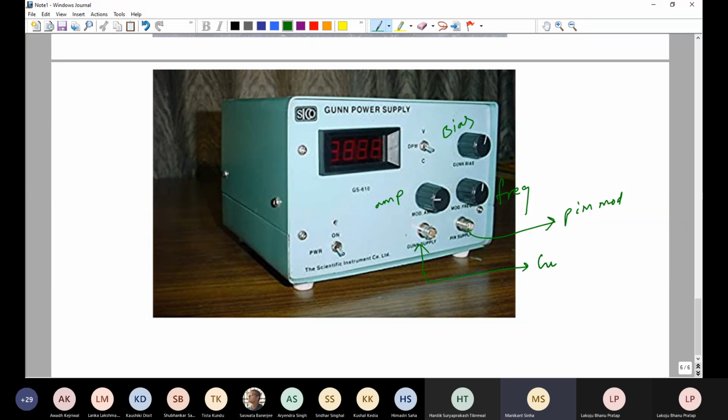Left of the gun bias knob, you could see a switch, with B written on the top and C on the bottom. When you take this switch to the upper side, the gun bias voltage will be displayed on the screen. When you keep it down, as in the current figure, it will show the current drawn by the gun diode. The leftmost switch is just for power on and off. So this is the gun power supply. You will see it exactly when you are in your lab. Practically, it will look like this.